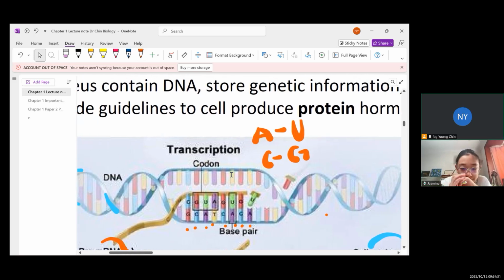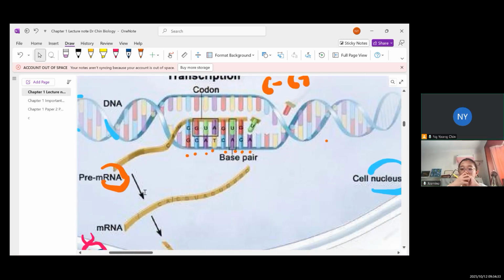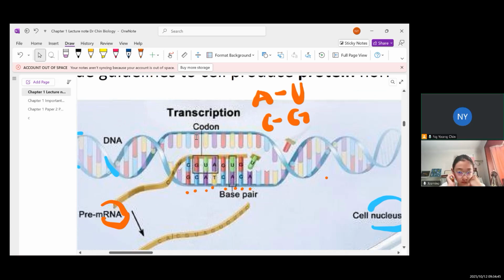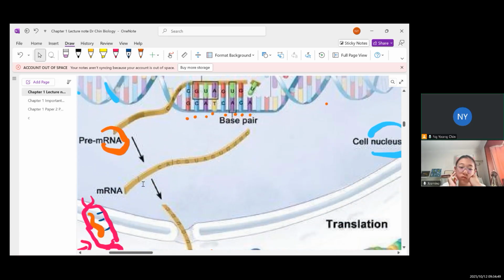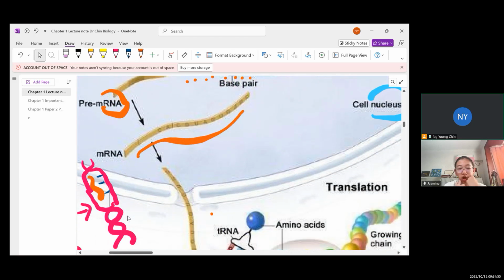So by this way, you can produce the mRNA. Now the mRNA contains the genetic code. They contain the nucleotide bases, the same genetic information from the DNA. So now the mRNA will become like this. See, much shorter, simpler structure compared to DNA, and it's easier for them to go out.